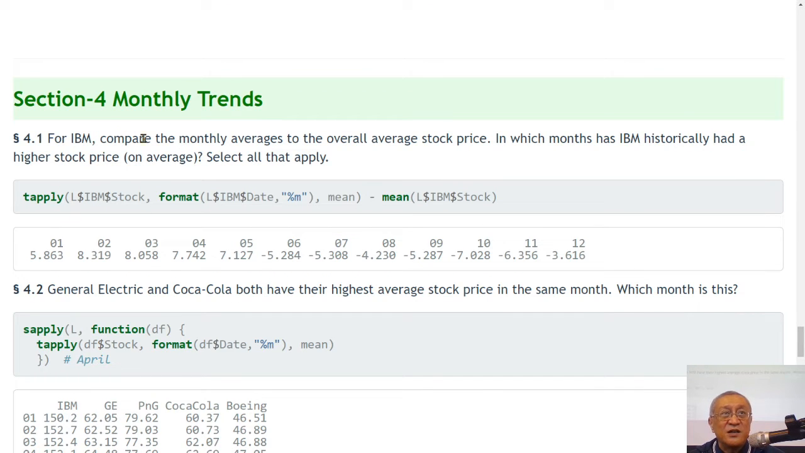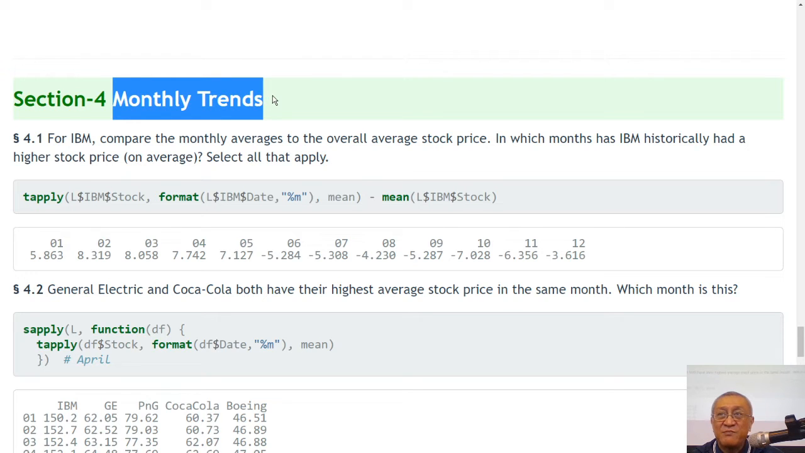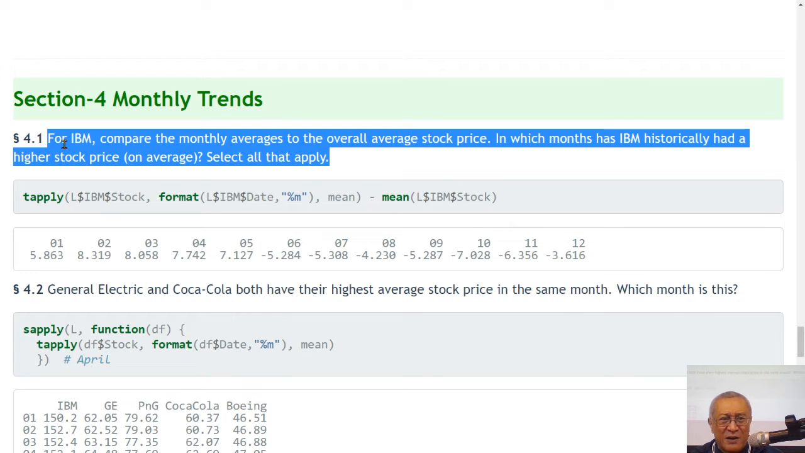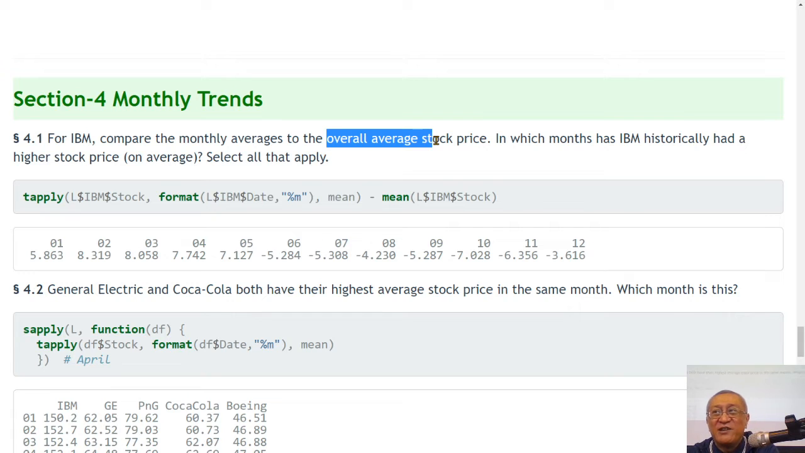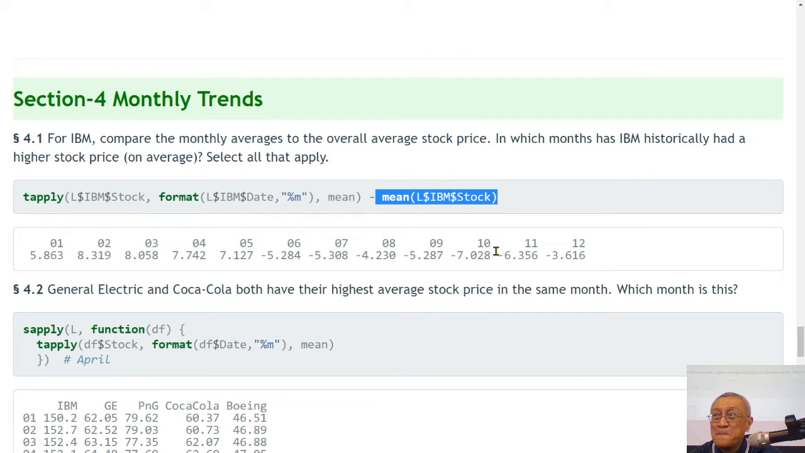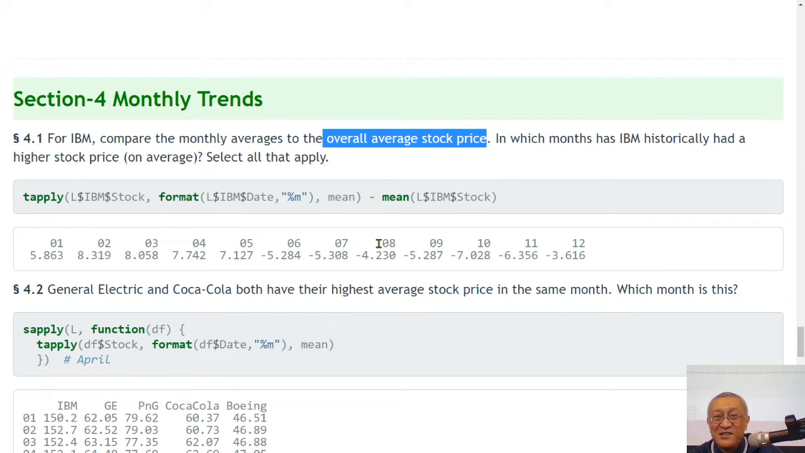Now, the last thing in this notebook is about monthly trend, right? Now, the question is actually a little bit complicated. You want to compare the monthly average to the overall average. Let me say it again. You want to compare the monthly average to the overall average. To see the overall average, you do it this way, right? You want to do a mean on the entire data frame of IBM. So this is the overall stock price, right?